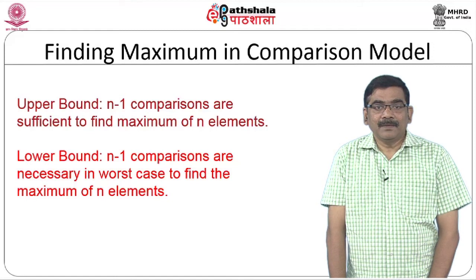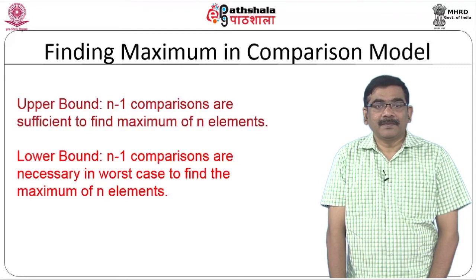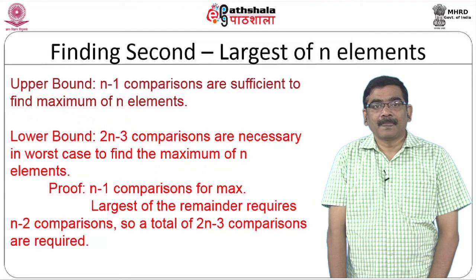Similarly, what is the lowest or smallest number of operations that are necessary? Again n minus 1 comparisons are required in order to find the maximum. So, in other words, in the comparison model you require a minimum of n minus 1 comparisons.